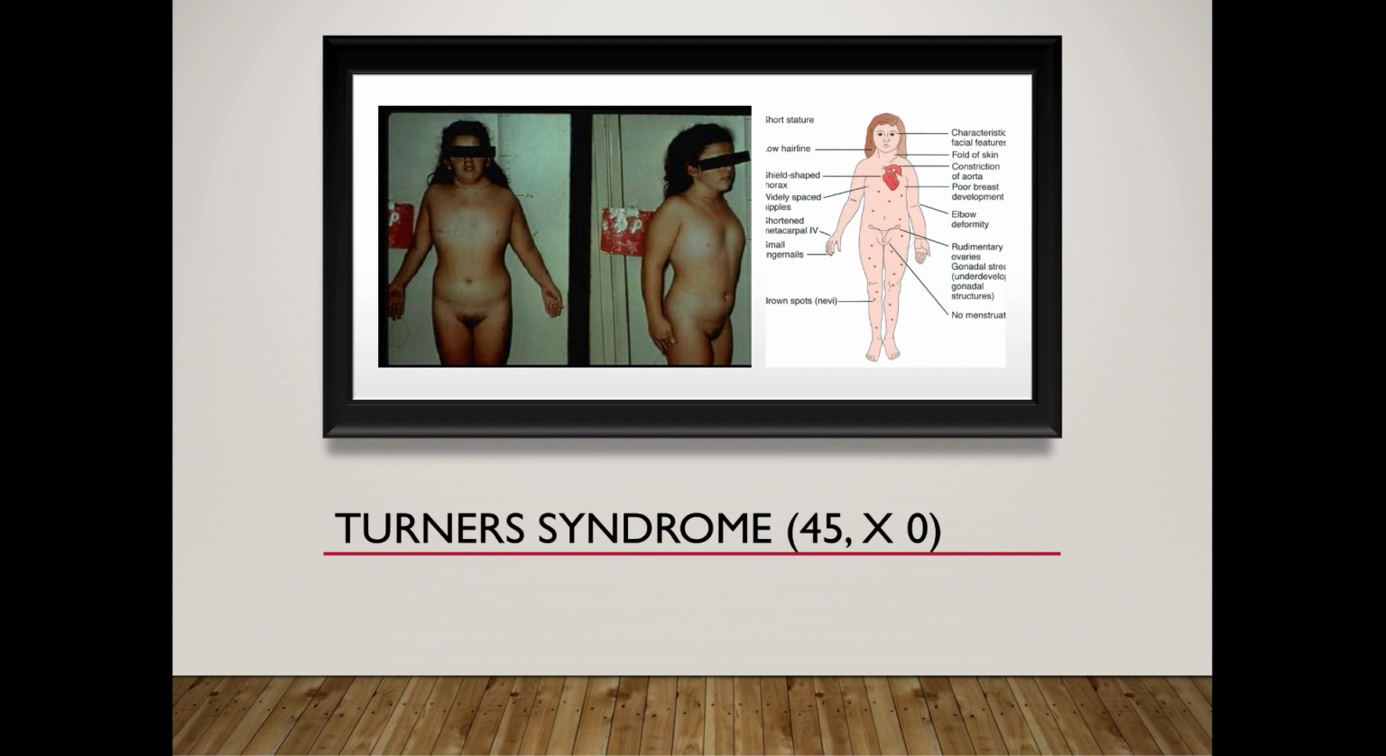Now, the classic example for this classification is, of course, Turner syndrome. And these are the classic features of someone with Turner syndrome. The karyotype for Turner syndrome is 45,X.